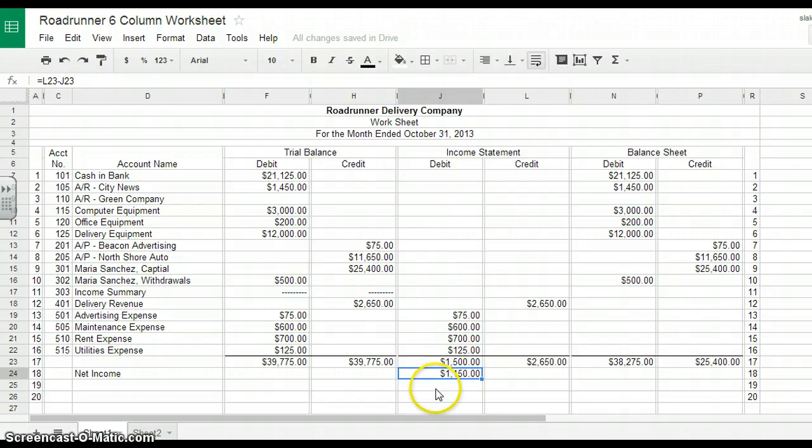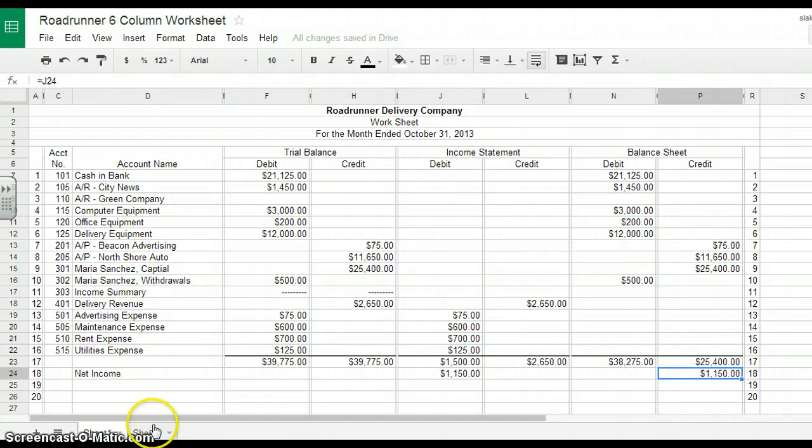Okay? Now, we are going to take this same amount, and we are going to put it in the credit column of our balance sheet. And I'm going to tell you why in just a second. But I'm going to use a formula, equal sign, just click on the cell and hit enter. Okay? So you've noticed I've got net income that's highlighted right here in the debit section of my income statement. And I've also got net income over here in my credit side of my balance sheet. Now, why do I put it on my balance sheet? Let me tell you why.